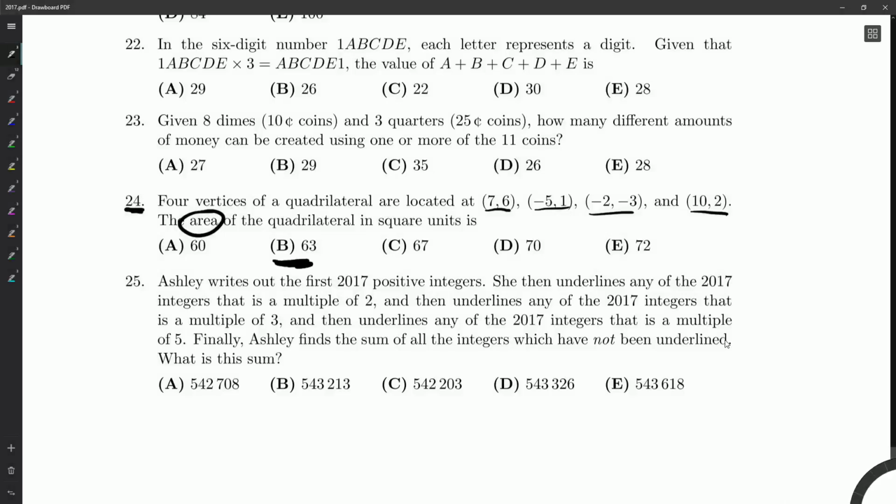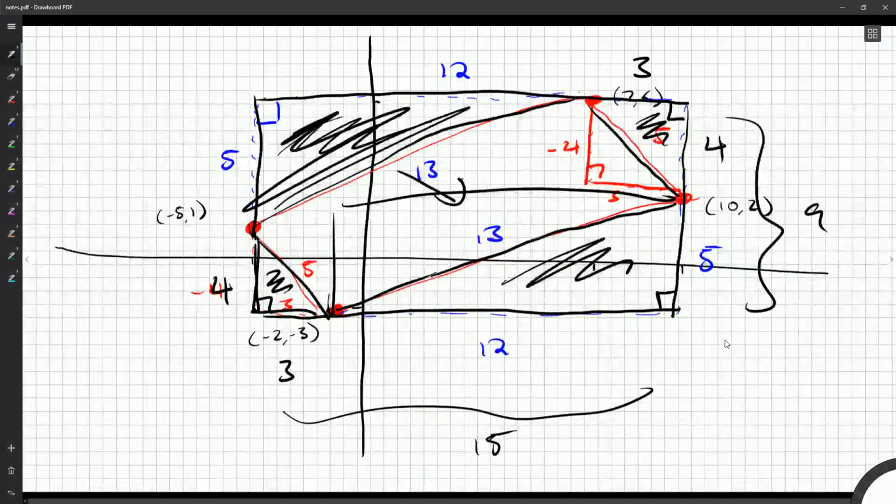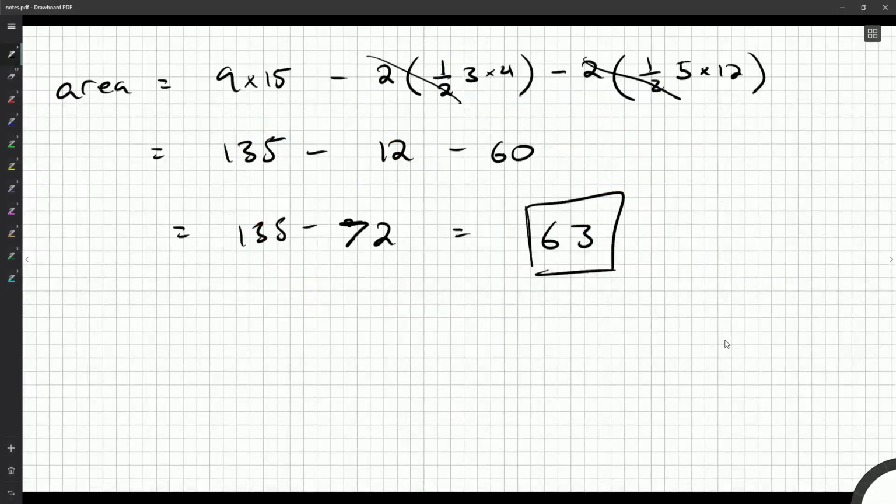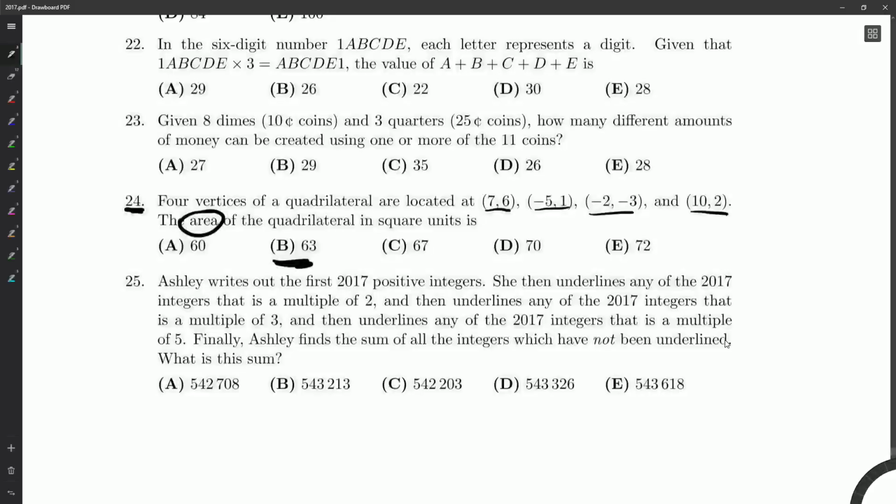I'm actually curious as to why they didn't put 65 as a possibility, because I almost thought that this was a rectangle just based on how I'd drawn my picture. But 63, that was, what, B? There we go. Yeah, so B, and that finishes off question 24.